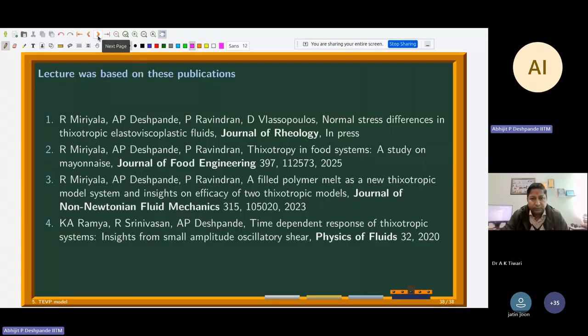So with that, now I'll stop here. Basically, what I tried to tell you was related to thixotropic materials and how they are modeled. The discussion that I did, in addition to being introductory in nature, is also based on these publications: in one we are looking at normal stress differences; in one we are looking at how mayonnaise can be studied as a thixotropic material; then a new thixotropic model with respect to polyethylene melt; and finally oscillatory response, trying to do oscillatory testing of thixotropic materials and gauging their overall response.